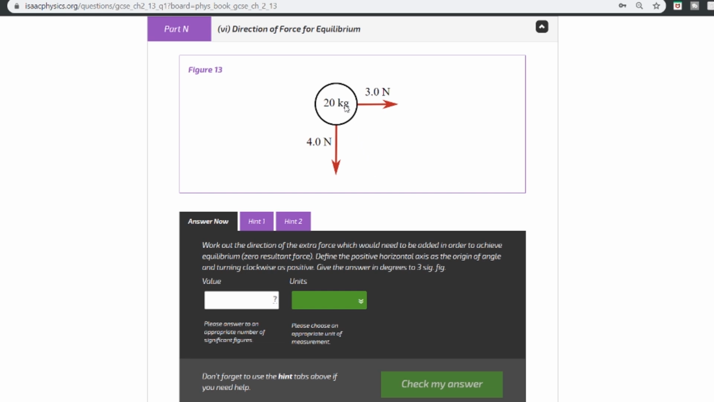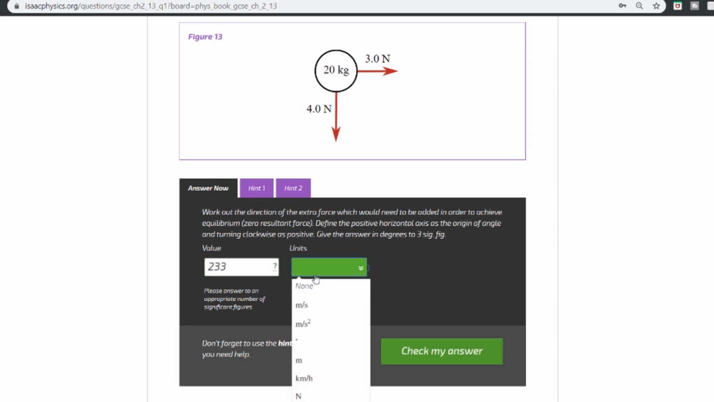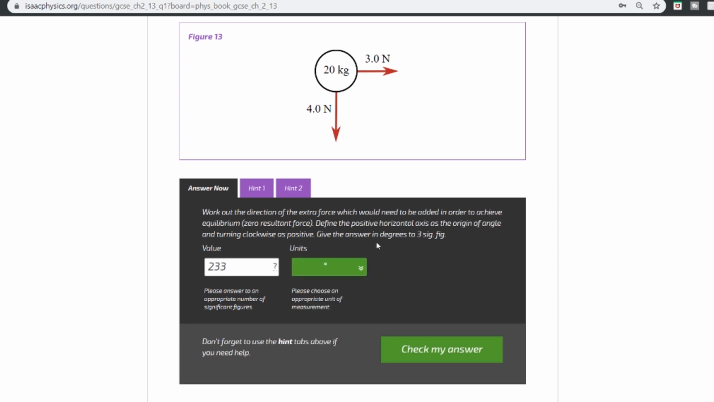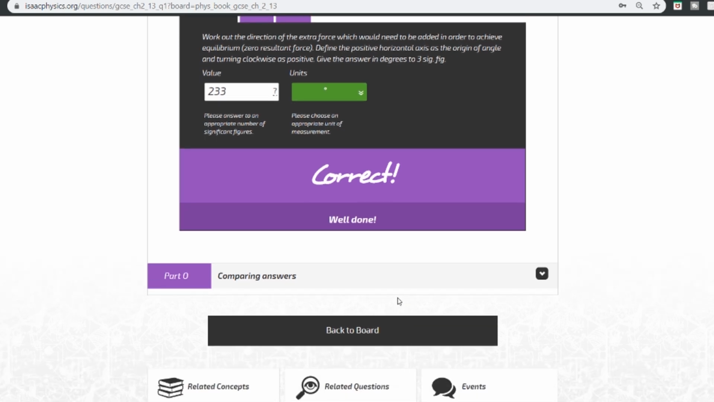Now before, we had an angle down here which we said was equal to 53 degrees, but we want the direction now to be going from the bottom left to the top right. And so to get this direction, effectively what we need to do is add 180 degrees onto our previous answer. So 53 add 180 is 233 degrees. I just worked that out in my head. I think you could do the same. And it does say here, give the answer in degrees to 3 significant figures, which is what we have over here. So if I check my answer, correct.